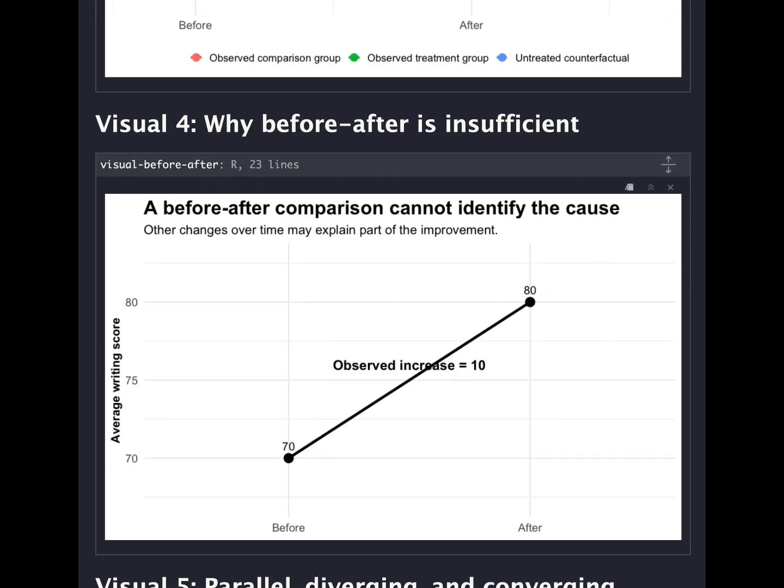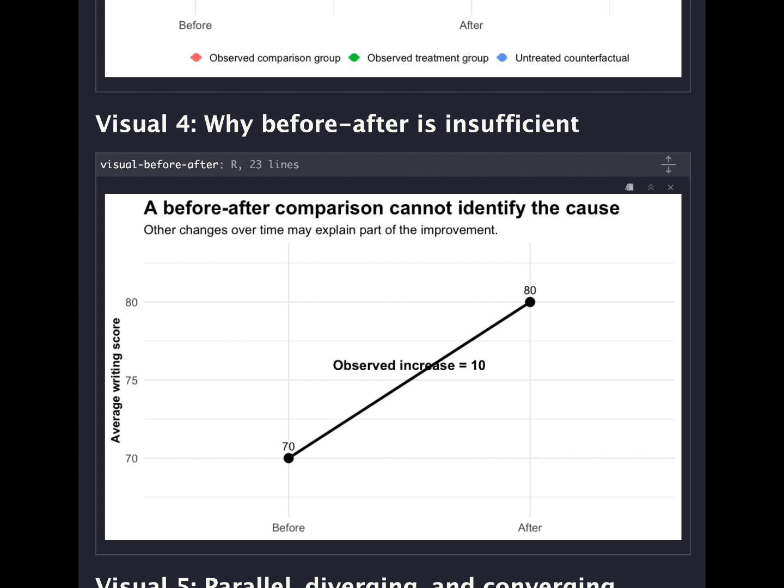Why isn't before and after simply enough? Before and after analysis cannot separate the intervention from everything else that changed over time. Graduate students may have improved because they received feedback, they may have gained experience, revised their work, or adapted to faculty expectations. Also, a university-wide writing initiative may have happened around that same time, or specifically that semester.